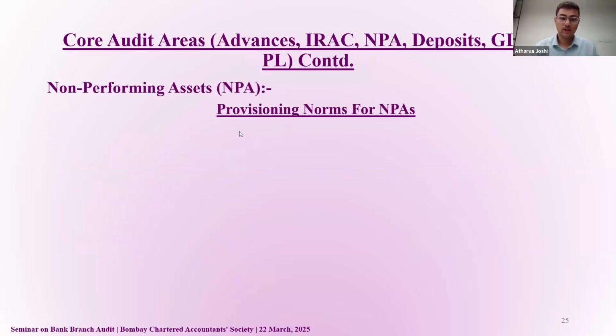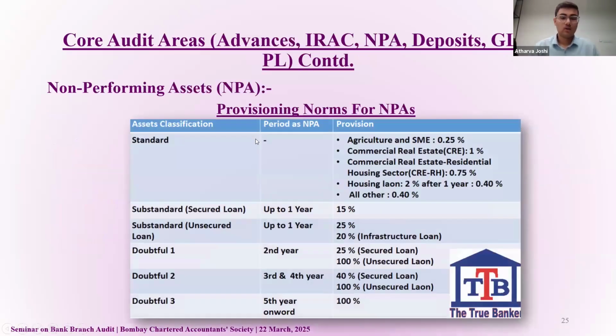So as we can see on the screen, the period for non-performing asset in case of a standard account is 0 days. As such, there is no period for standard assets to be considered as NPA. But Reserve Bank of India requires a certain percentage to be provided on standard assets, which are as on the screen. Further, prudential norms classify non-performing assets into three major categories, namely substandard category, doubtful category, and loss category.